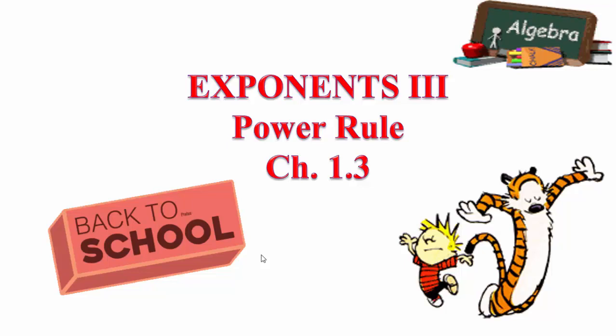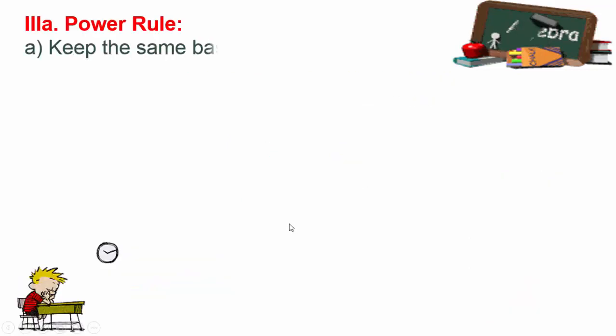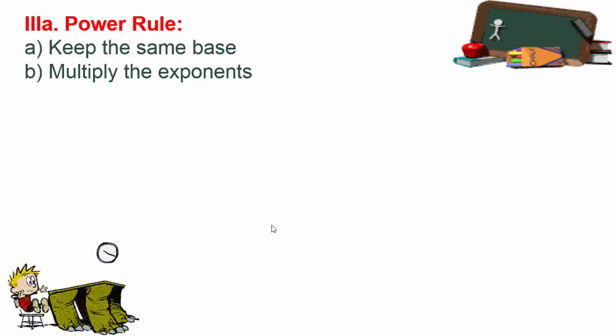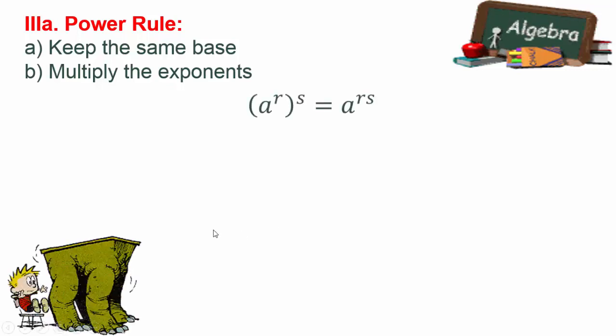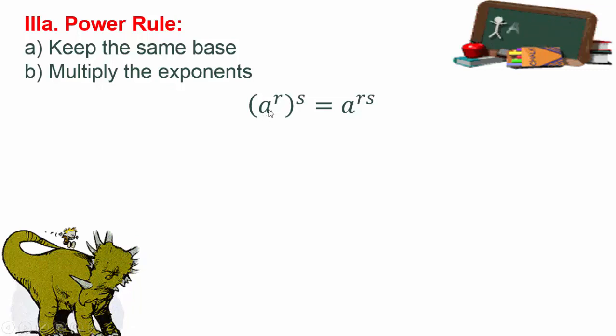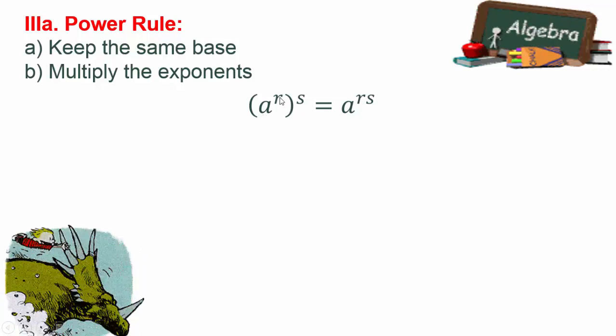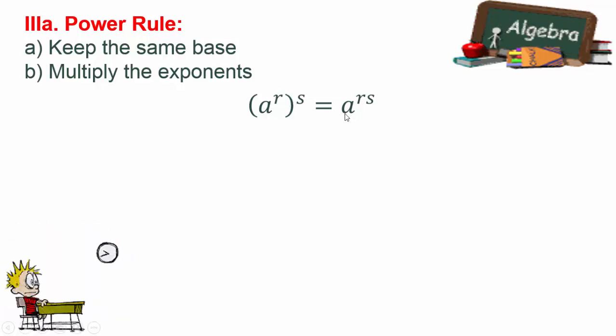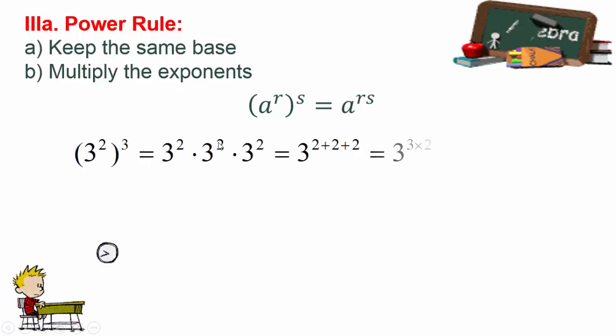Hello, welcome to part 3 of Exponents, and here we're going to discuss the power rule amongst a few other smaller rules. So the power rule 3a is: we have the same base, we multiply the exponents. So for example, we have a to the r, to the s, so that means we have r times s because we brought this to the power, and then here our base is the same.